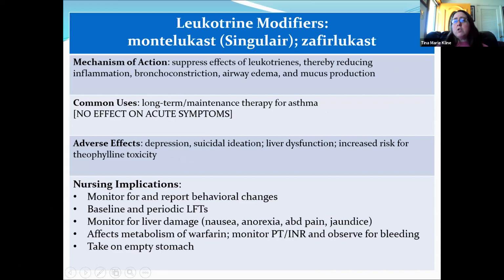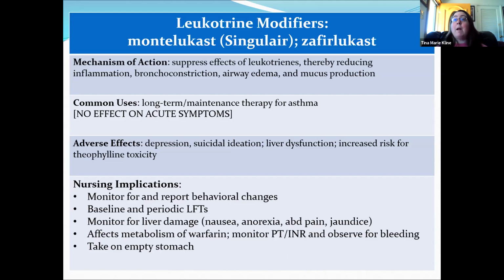Okay, your leukotriene modifiers. I don't want to say new, because now we're talking about 20, 25, 30 years. But leukotriene modifiers are all about suppressing certain substances that can stimulate the allergic response. These in particular target leukotrienes, and leukotrienes occur in your body, and they actually cause inflammation, bronchoconstriction, and mucus production. So if we're blocking those, we're trying to reduce those effects. These are used for long-term maintenance therapy.